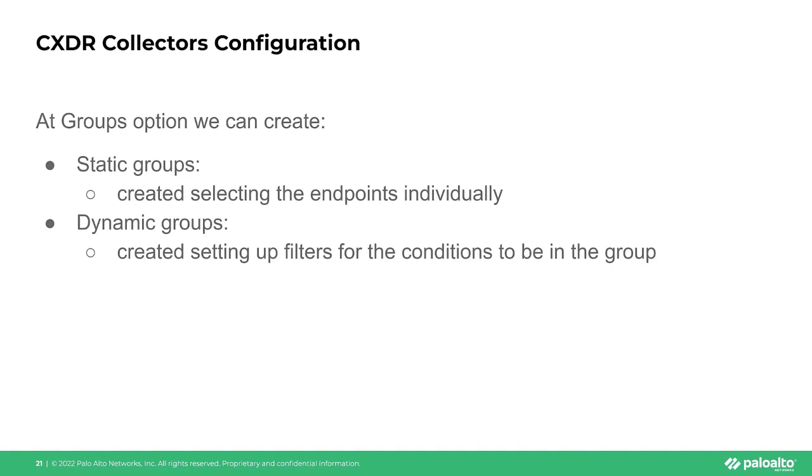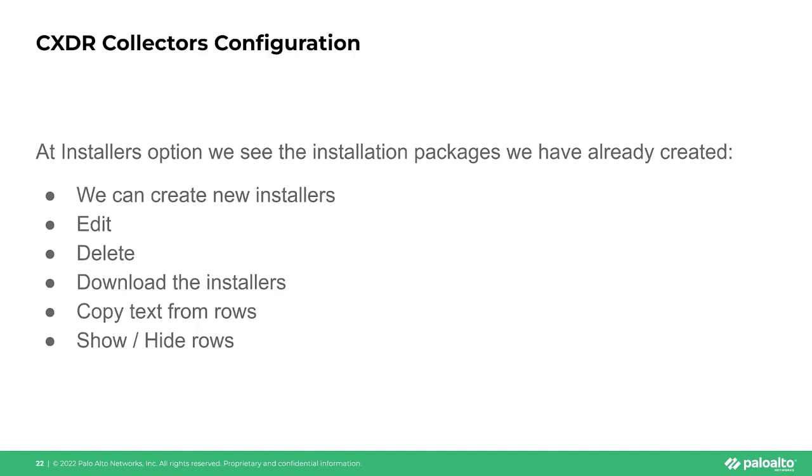If we go to the groups option, we can create static groups by selecting individual endpoints, or dynamic groups by setting up selection filters to decide which endpoints should be included in our group. At the installer option, we can create the agent installers, edit them, delete them, download the installers by clicking on them, and we can copy text and show or hide rows.